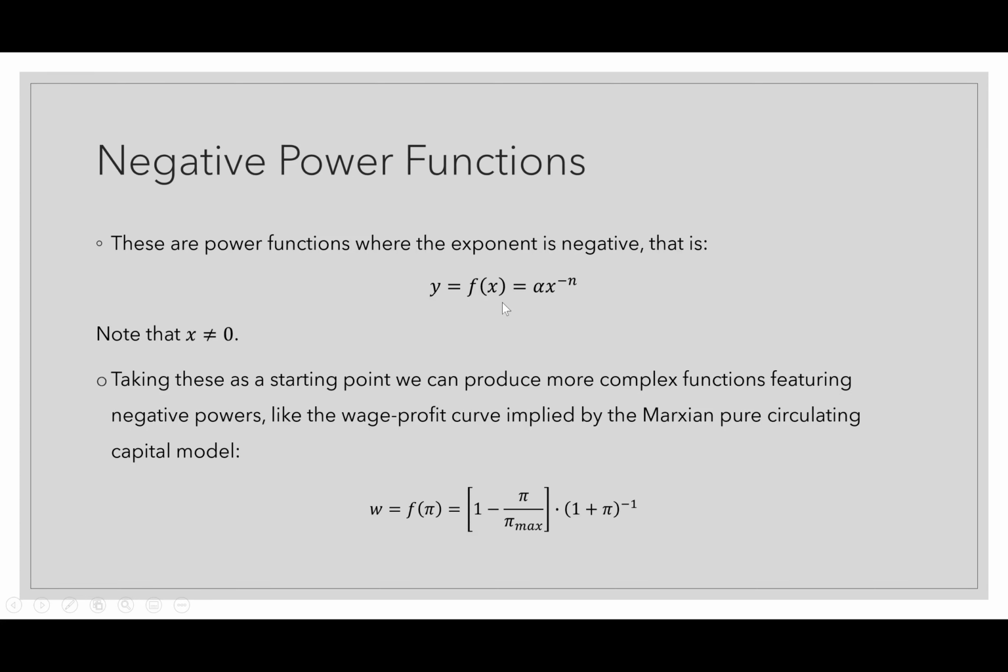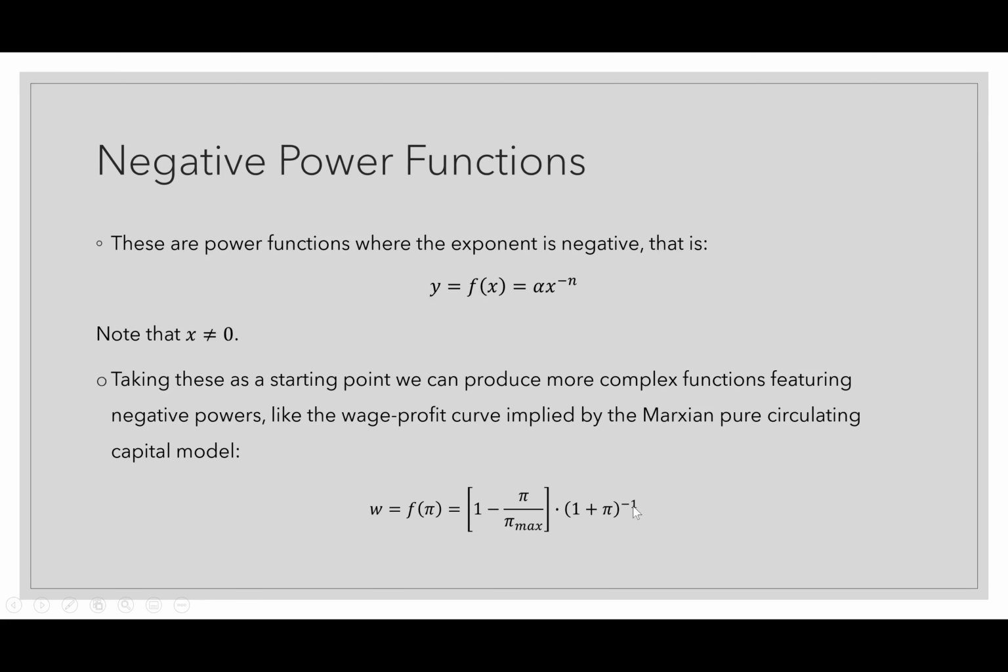This is the general expression for these kinds of functions, and we can certainly model interesting things in classical political economy with them. Of course, this is not a pure negative power function, because you have more terms than just this in particular, but this expression here is the standard wage-profit curve that is implied by the Marxian pure circulating capital model. We saw earlier, in the last video, the standard Sraffian wage-profit curve, and we saw that in the Sraffian system it's a linear function. Now it is a nonlinear function, and it has a graphical shape similar to that of functions of this form with a negative odd exponent.